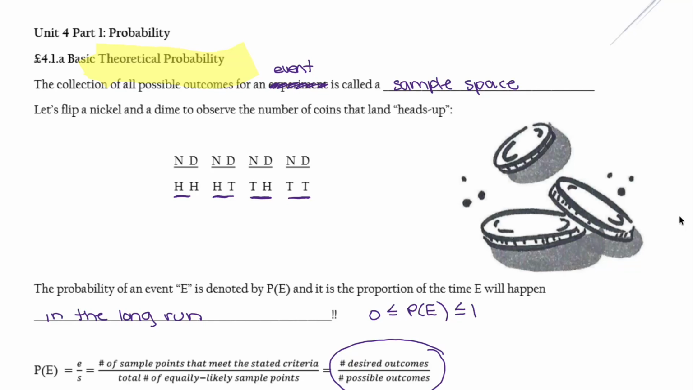Welcome to this video and welcome to the first lesson of Unit 4, Probability. We're going to introduce basic theoretical probability. The collection of all possible outcomes for an event is called a sample space. Let's flip a nickel and a dime to observe the number of coins that land heads up.